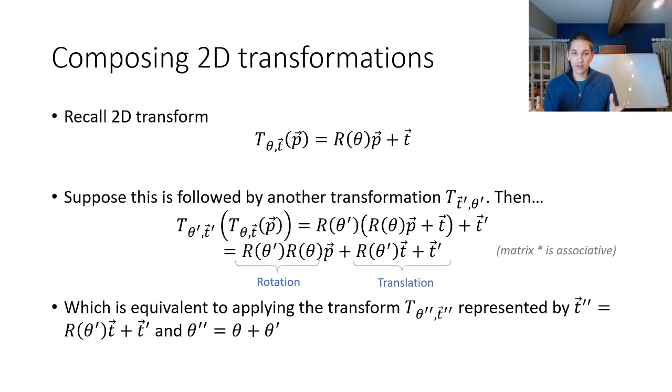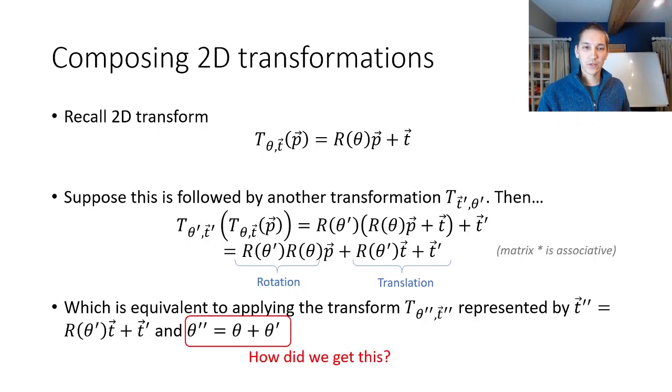Theta double prime, the ultimate reorientation, the ultimate angle that this composed transformation rotates, is simply the addition of the two angles. If you imagine rotating some angle and then rotating another angle, the overall rotation is the sum of those two angles. Now, we did a little bit of magic there, actually. If you look at R of theta prime times R of theta, it's not immediately clear that that's actually equal to the rotation of the sum of the two angles. So let's go ahead and figure out how we actually got this.